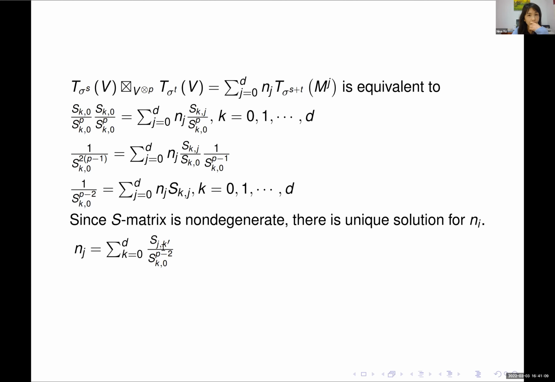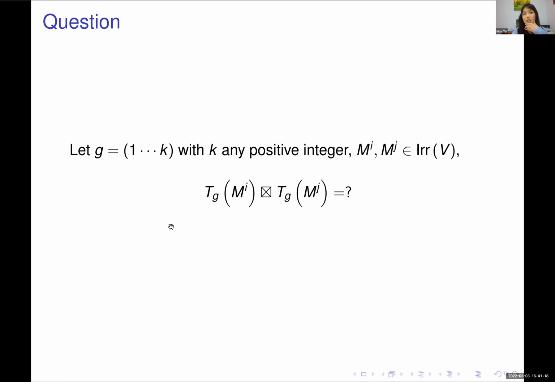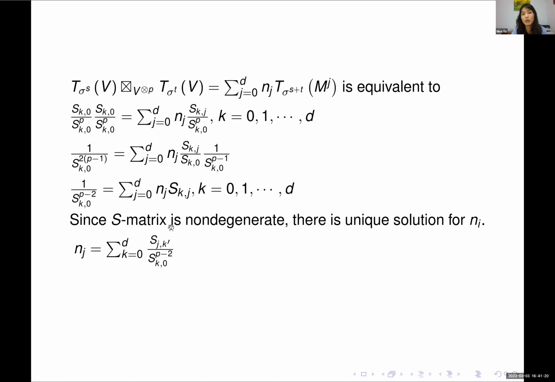Now the next question, of course, is what if σ is not... So we mentioned that σ is a p-cycle, p is a prime number, so that we can make sure that on the right-hand side, when you consider the tensor product of the σ^S twisted module and the σ^T twisted module, the result should be of this form. But what if σ is not a p-cycle?